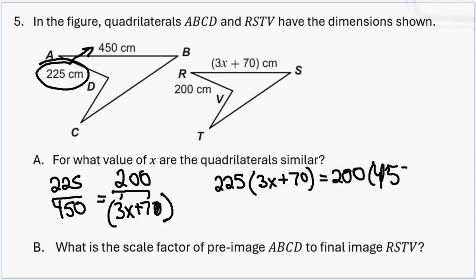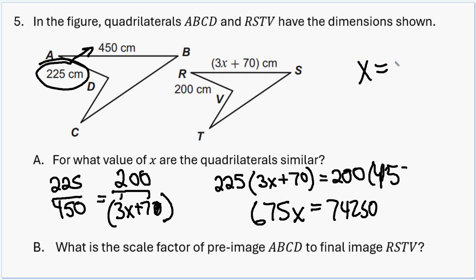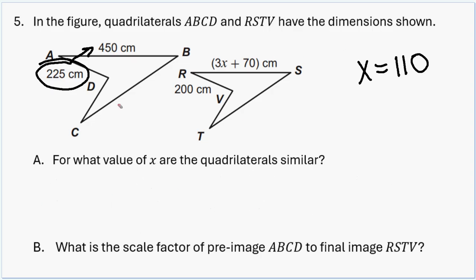And when you distribute the 225 and multiply the other side together, at some point you should get to 675x is equal to 74,250. And when we divide through, we're going to get x equals 110. So there's our answer to part A. An x value of 110 would make those quadrilaterals similar.